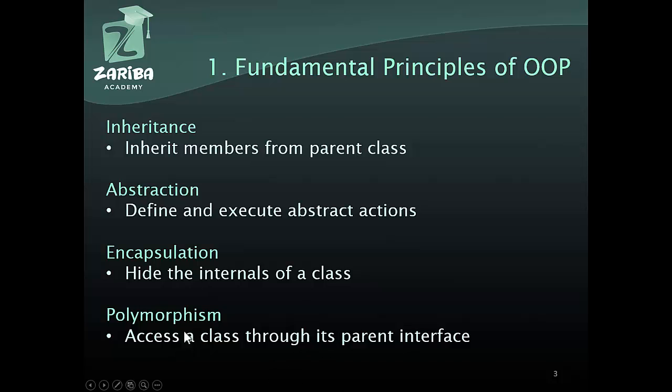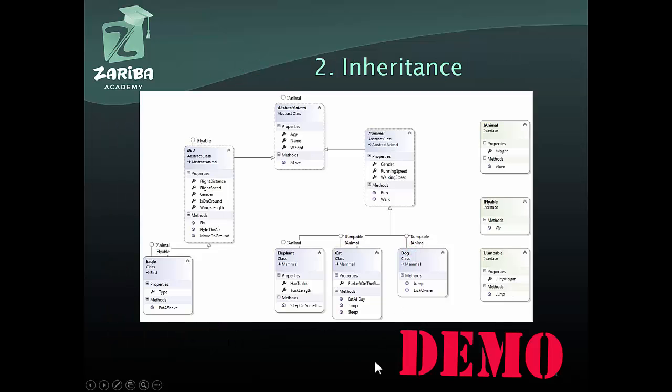Polymorphism is something that we'll talk about next time, but you can access a class through its parent interface or through its parent class. So if you don't need the functionality of your specific class, you can just use one step up in abstraction. But we'll talk about that next time in part 2. All right, so we have inheritance.